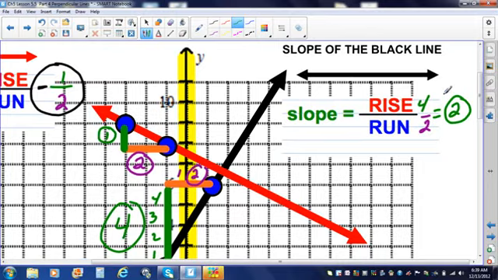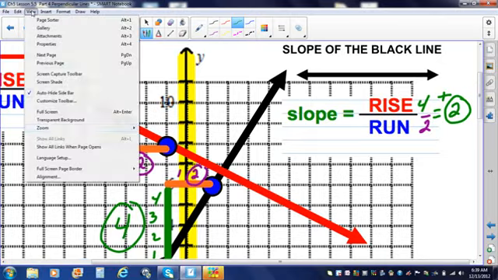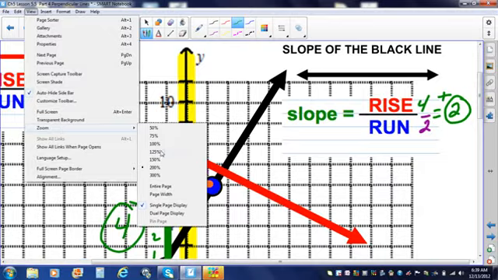This is a positive slope. So it might be kind of hard for you to see, but let's go down to the bottom and then I will come back up to the top and it should make sense.